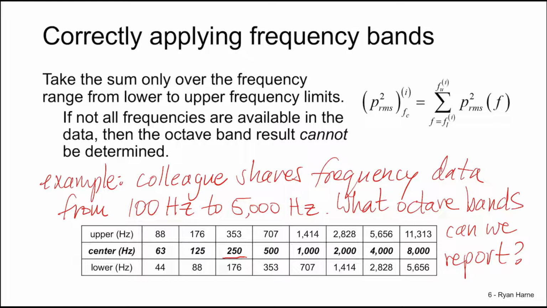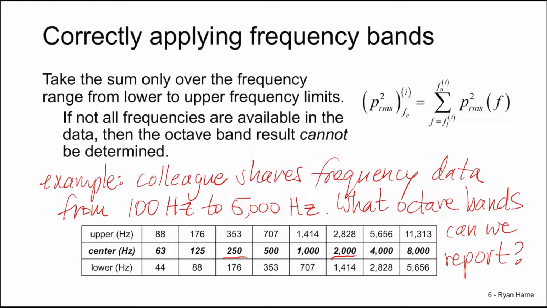Likewise, at the high end, at 5000 Hertz. If we look at the 4000 Hertz center frequency, we must have data up to 5656 Hertz, but we do not. So the highest center frequency we can report is 2000 Hertz, since both 1414 and 2828 Hertz are available in the data.